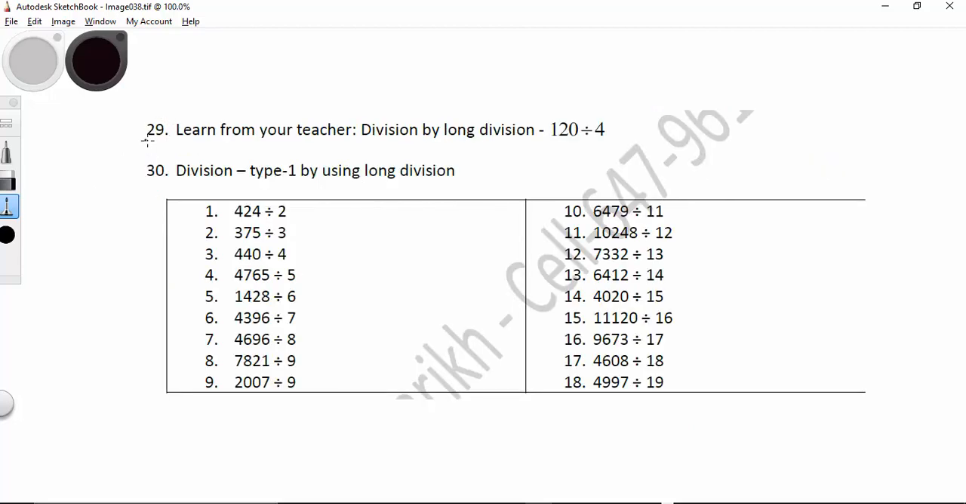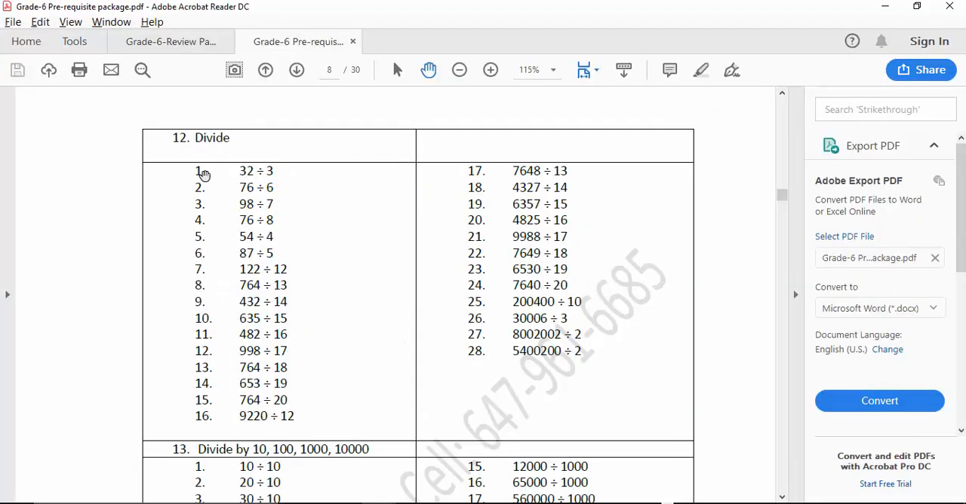Now exercise 29 and 30. This exercise is just a review of grade 5. Okay? So if you already know how to perform the long division, then I suggest that you solve first 5 problems and show your answer to your teacher. And if you don't know how to solve this, then you have to refer to grade 5 videos for problem set 12. That is this problem set. Okay? Go through the video from grade 5 for this particular problem set and solve all the problems here.